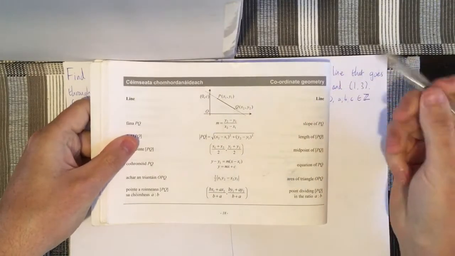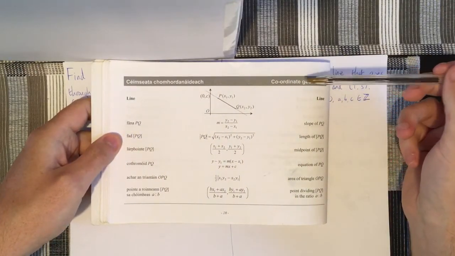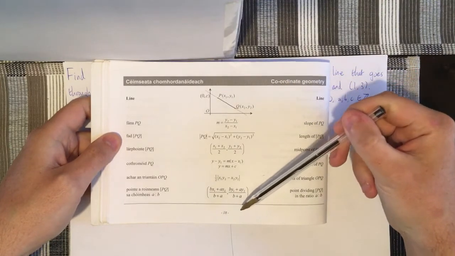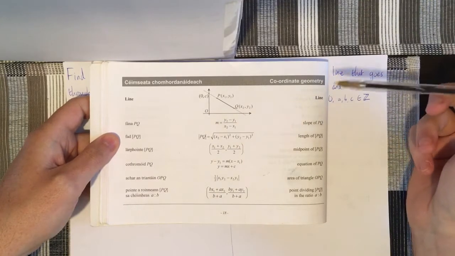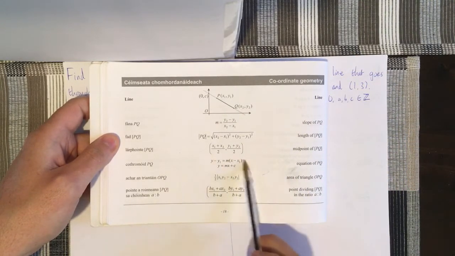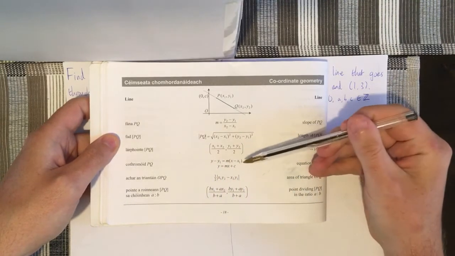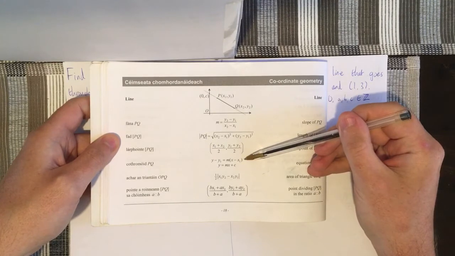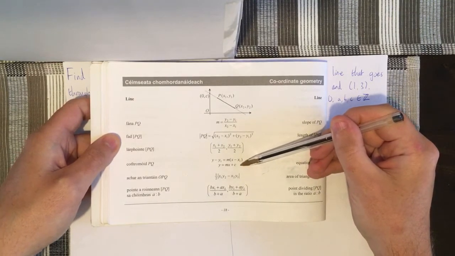Now, like pretty much everything else in coordinate geometry, you're going to find the formula that you need here on page 18 in your formula book. Okay, and if you look, you've got equation formulas here. Slightly different to the other ones in that there's two different formulas. You've got y minus y1 equals m times x minus x1, and you've got y equals mx plus c.